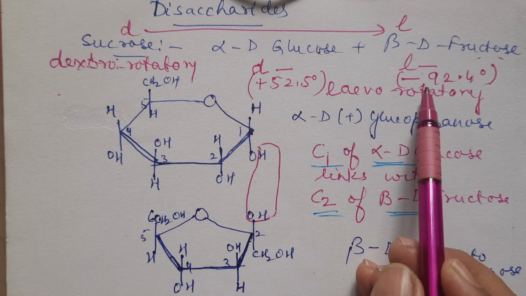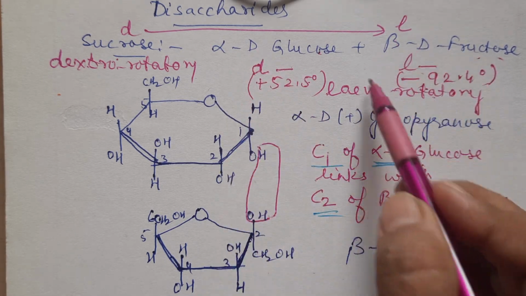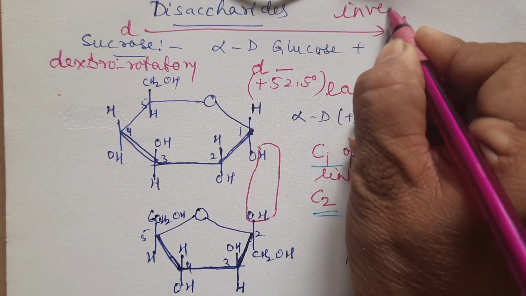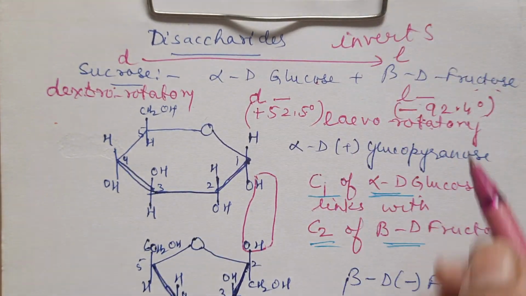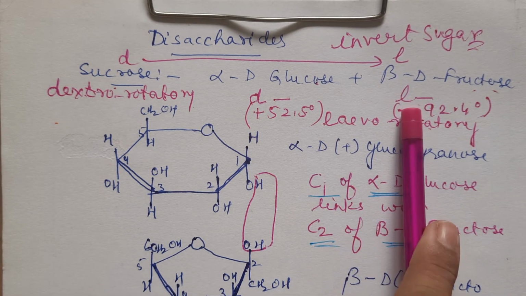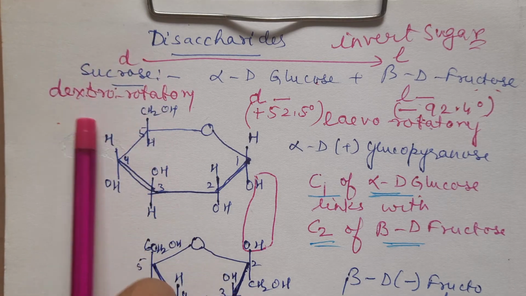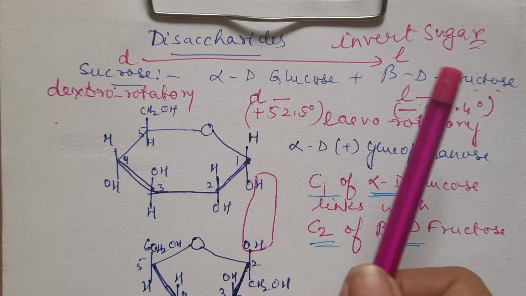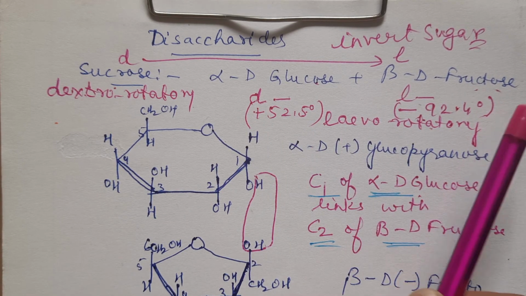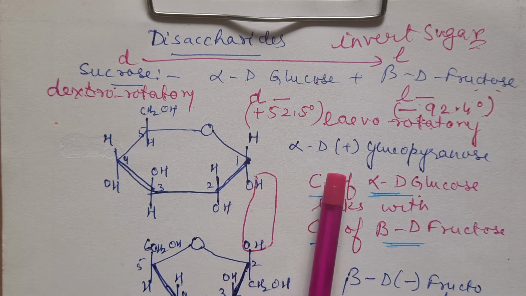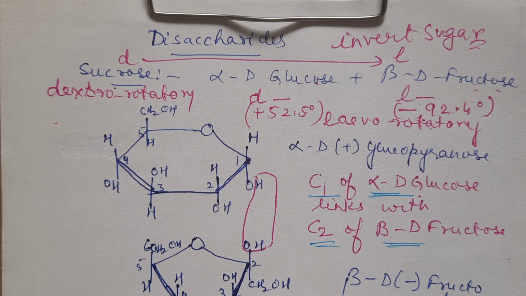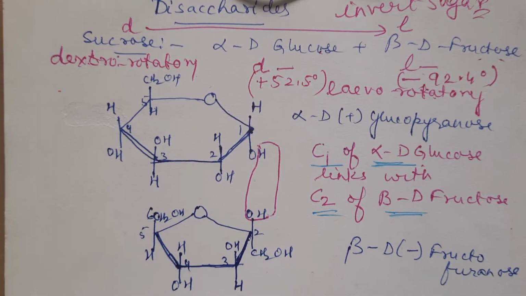Got it? You are getting a mixture of dextro and levo, so the product has more of the levo component. The product so formed is also called invert sugar. Did you follow that? It's a very, very important question asked. Sucrose, which is dextrorotatory, on hydrolysis forms two components: alpha D glucose, which is dextrorotatory, and beta D fructose, which is levorotatory. The levo component is more. Therefore, the product is called invert sugar. Clear? So with this we have completed sucrose.